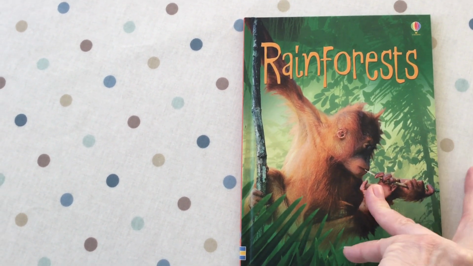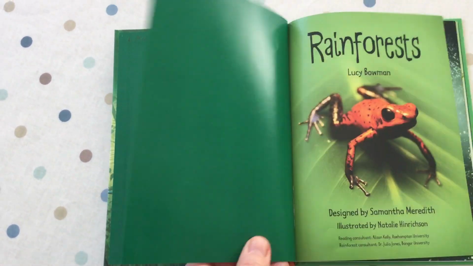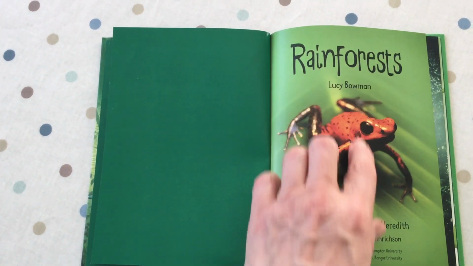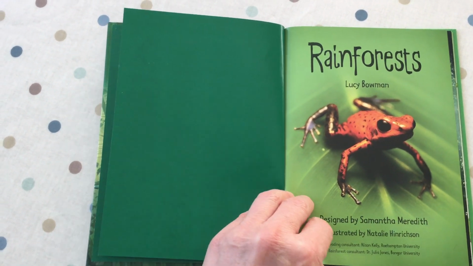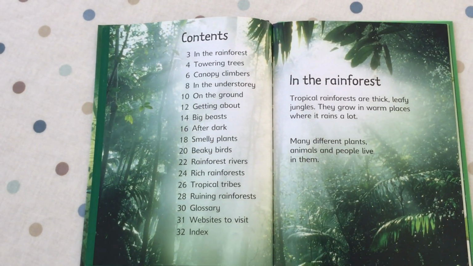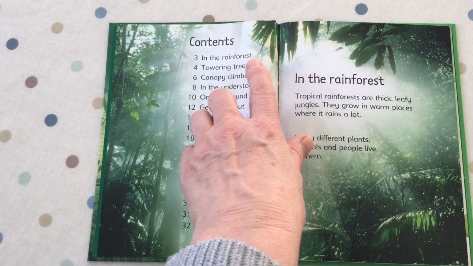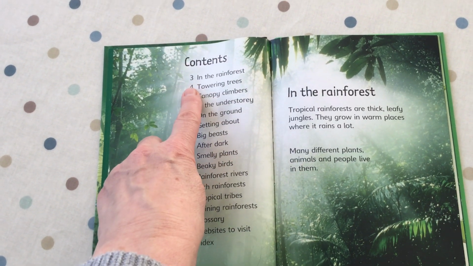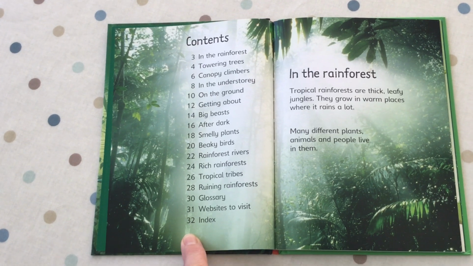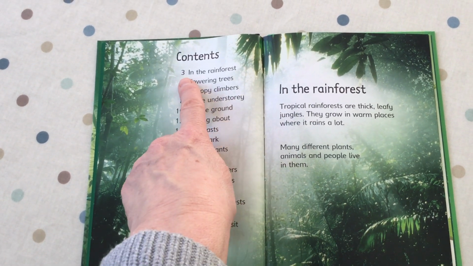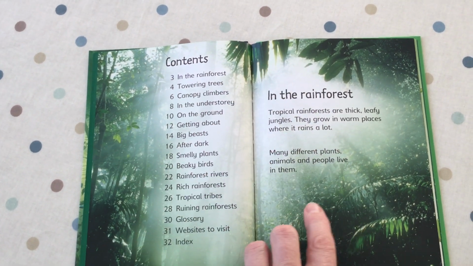So here's the front cover. We've got a second title page inside with a different photograph and some information about who put the book together, the writers, the illustrators, the designers. And then we've got our contents page with all the different subjects that are covered in this non-fiction book down in page number order. Not alphabetical order for the contents, but page number order. So the order that they appear in the book. And as you can see, it starts with In the Rainforest on page 3.